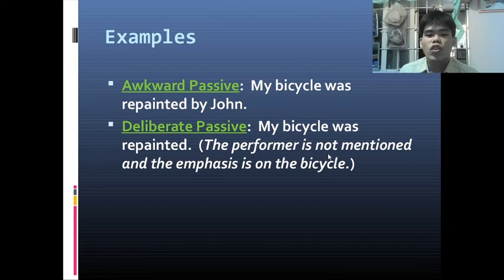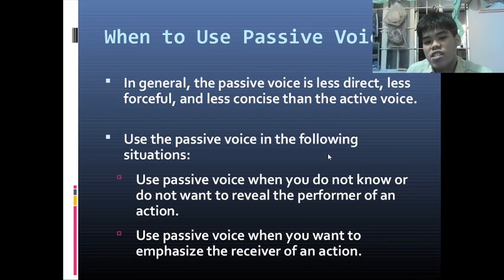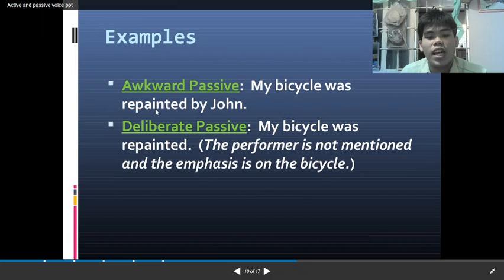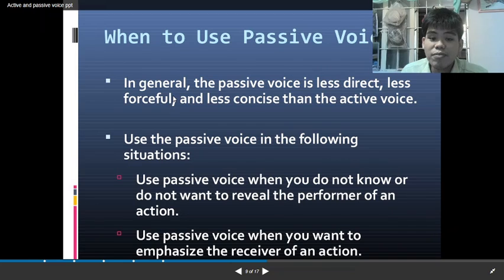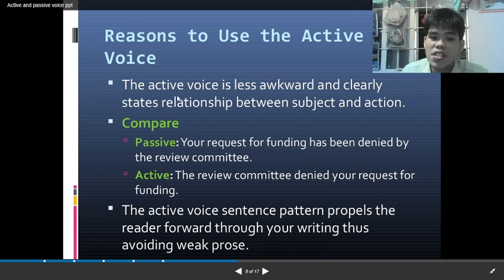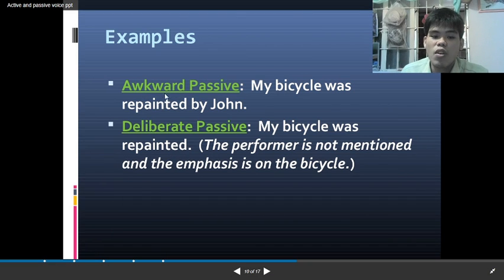But that's already in the passive voice. If you do not want to say the person who painted the bicycle, we already have the passive voice. But to completely change the original sentence into a passive voice, this is the correct one: My bicycle was repainted by John. But again, it is less direct, less forceful, less concise, and a bit awkward, because the active voice is less awkward. The passive voice is more awkward. That's why it is awkward passive: my bicycle was repainted by John.